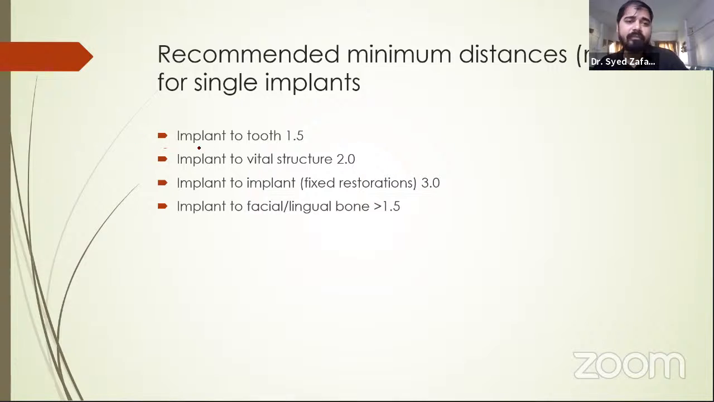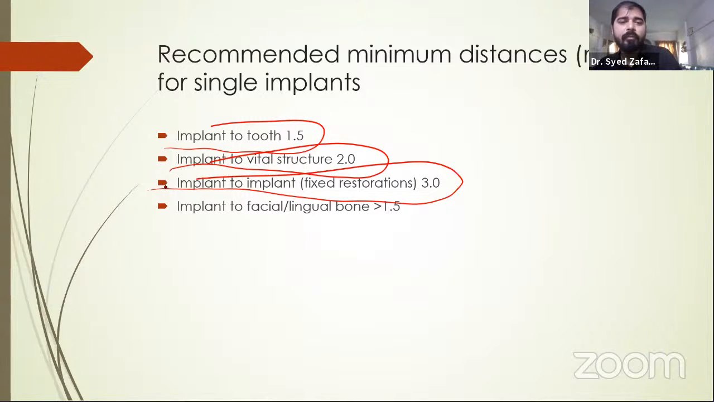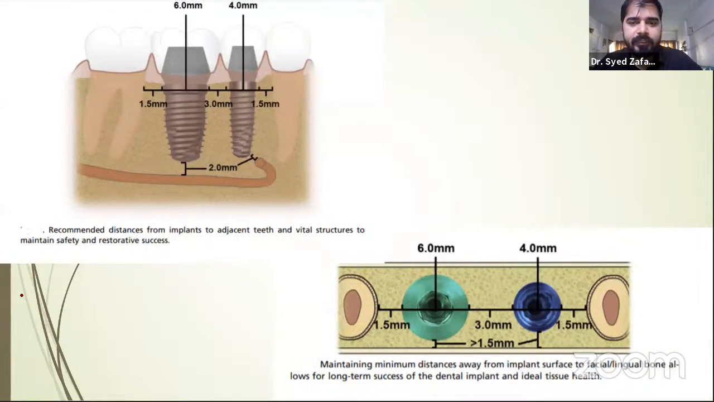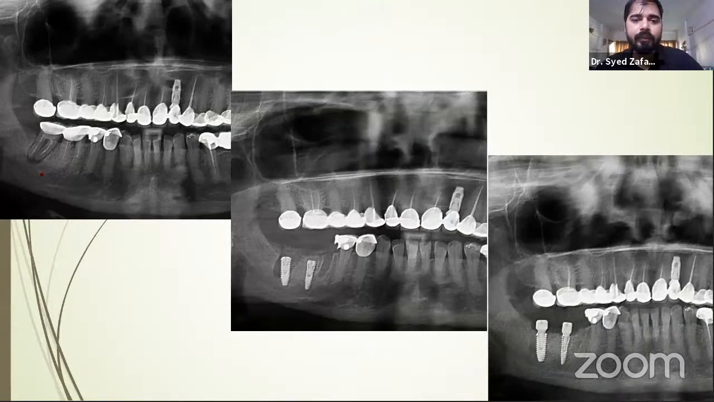We've already discussed: from tooth, 1.5; from vital structure, 2; from tooth to implant, from implant to implant, 3; from implant to buccal or lingual side, 1.5. We've already discussed this thing and this picture. The thing I was telling you: the nerve will always come from the anterior with a huge loop.